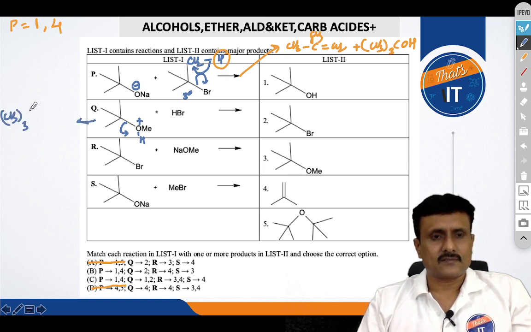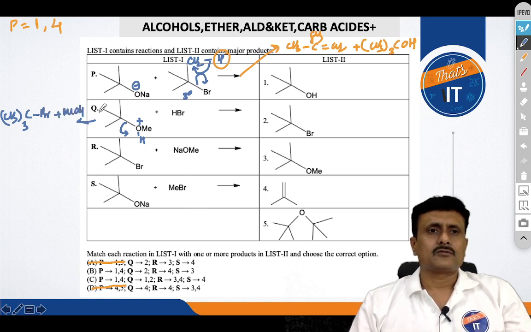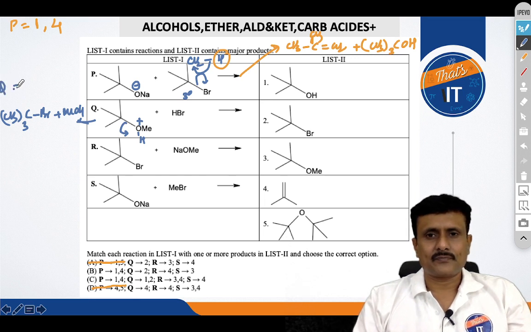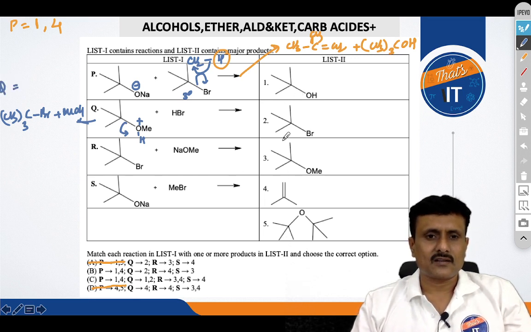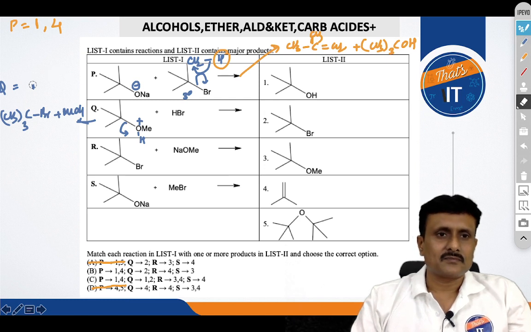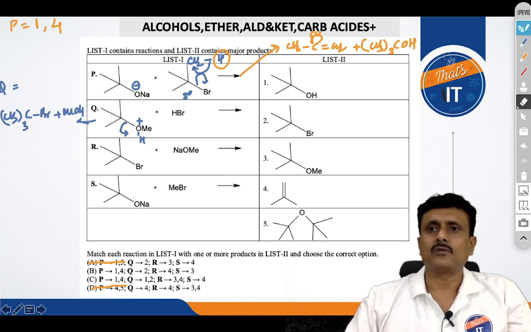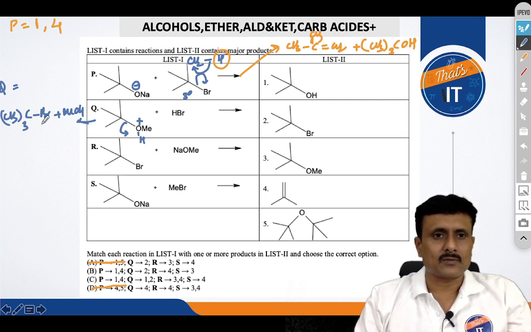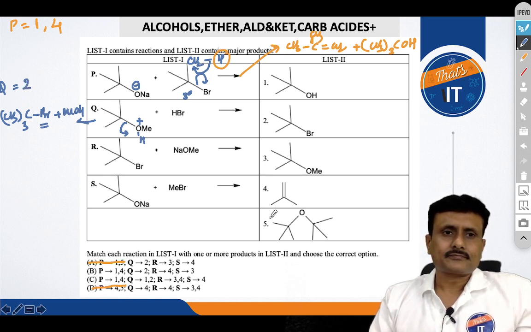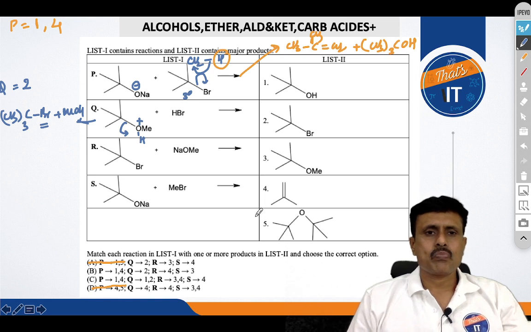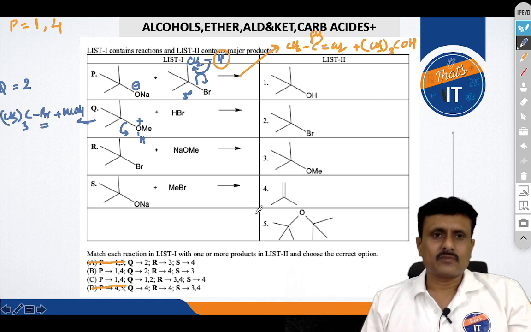CH3 taken thrice CBr plus methyl alcohol. So you can see Q is matching with tertiary butyl alcohol, that is 1. Carefully we have to solve this question. No, tertiary butyl alcohol, no. You can see it is becoming 2. Tertiary butyl bromide is the product. Q is matching with 2, isn't it? We will see the remaining options.